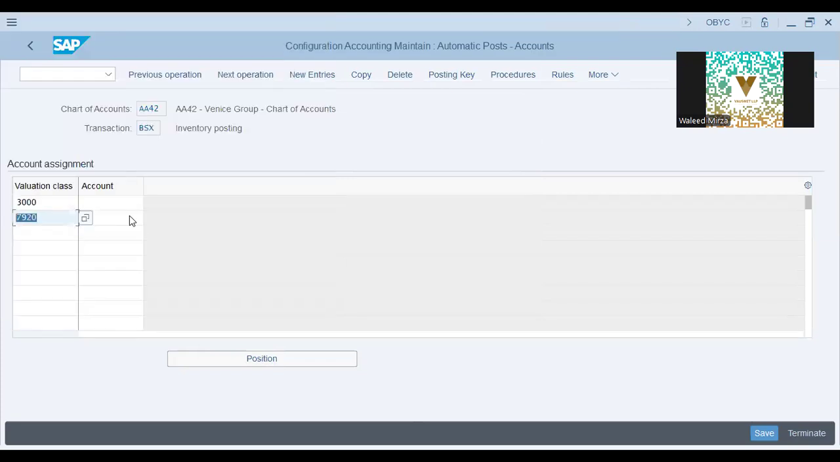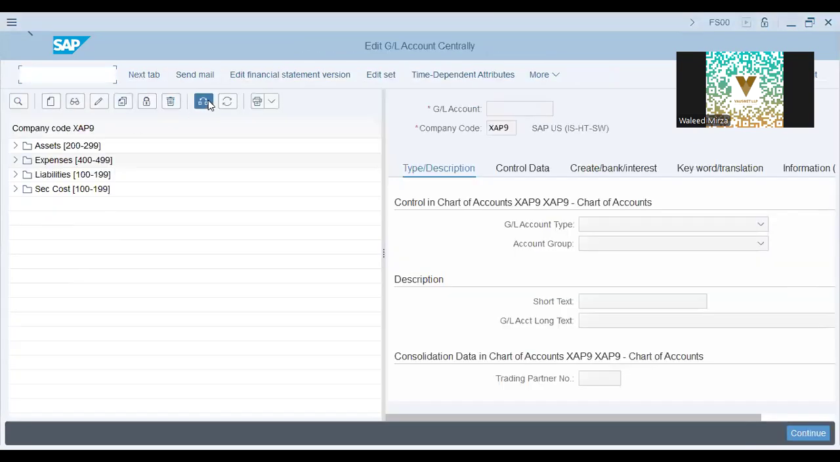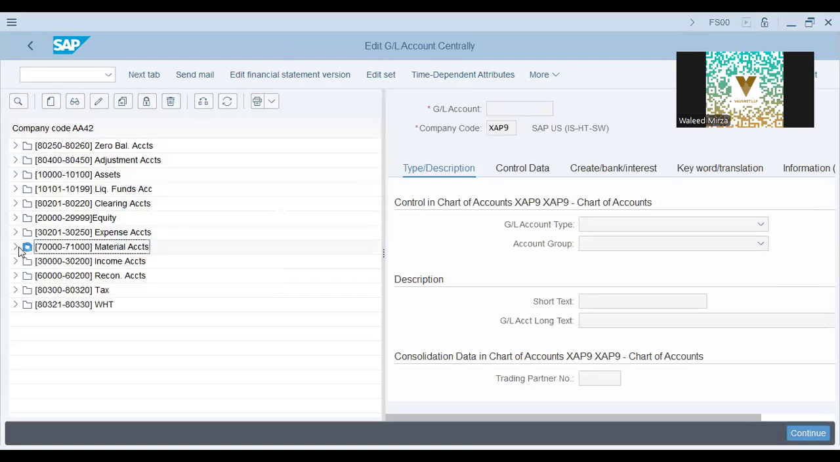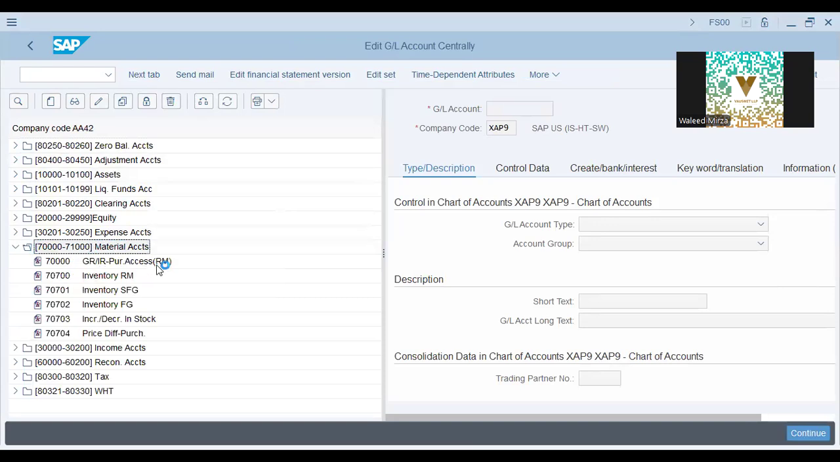7920 is finished product. So you can add your accounts over here. So how do we add that? FS00. Chart of accounts 8842. Material accounts: GRIR purchase raw material, inventory raw material, inventory SFG, inventory FG.